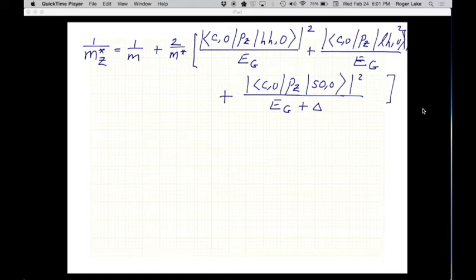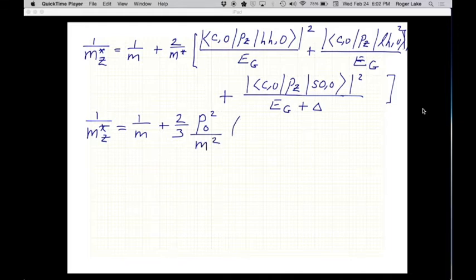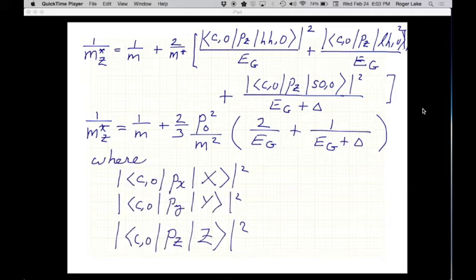And it turns out that we'll explicitly evaluate what these matrix elements are, but 1 over m star of z is equal to 1 over m, the bare mass, plus 2/3 P0 squared over m squared times 2 over the band gap plus 1 over the band gap plus delta, where this P0 squared, the central parameter of this K dot P theory, is, so these are all equal to this PZ squared, these matrix elements.